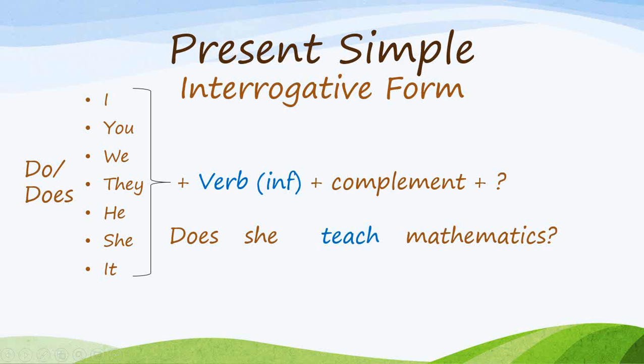So the example is, does she teach mathematics? Why are we using does? Because the subject is she. That makes part of the third person of the singular. And look at the verb. The verb teach is in the infinitive form. That means that it's not modified. And at the end, the question mark. Does she teach mathematics?